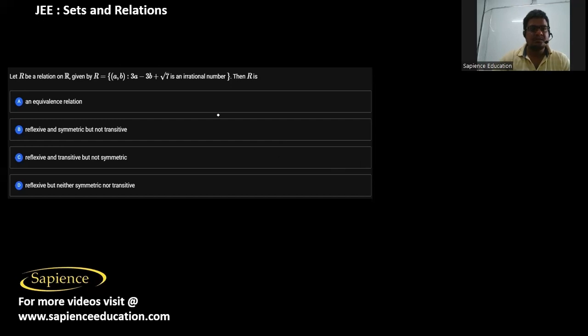So here it is told that let R be a relation on the set R, where this R is the set of all real numbers, and this R is the name of the relation. So R is given by R equals (a, b), where 3a minus 3b plus root 7 is an irrational number, then R is how much? R is what?